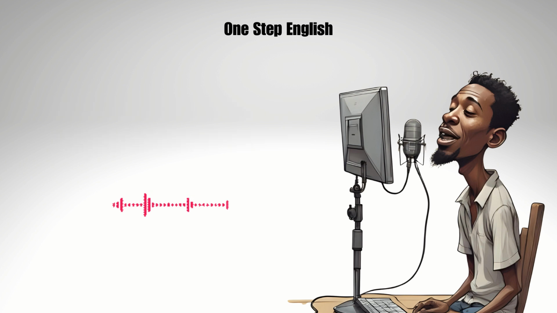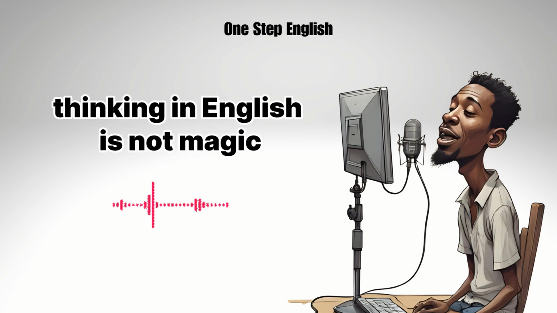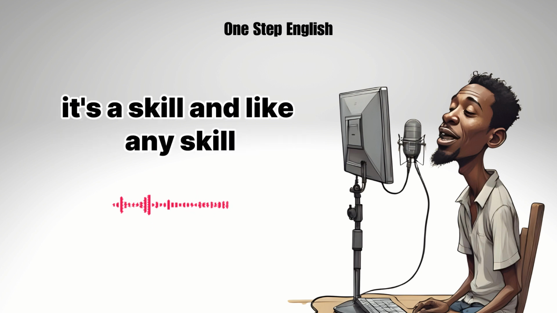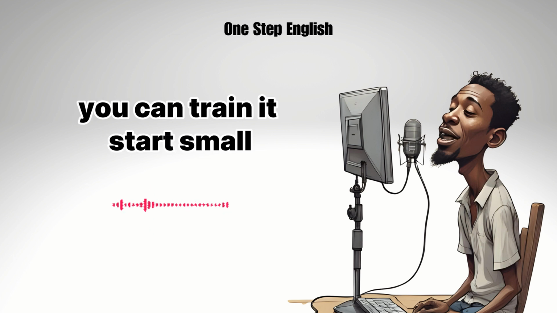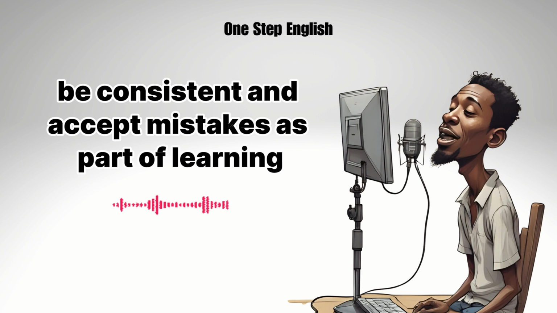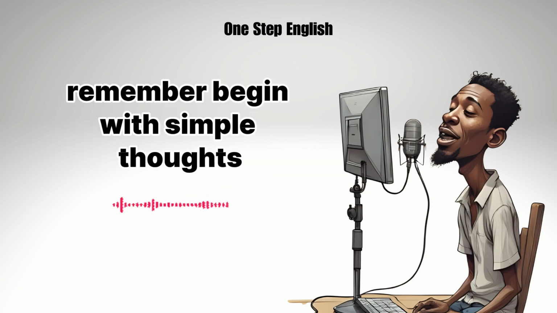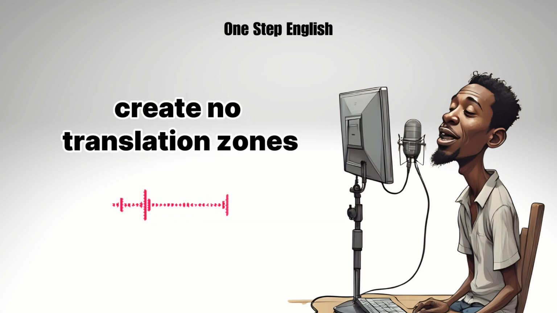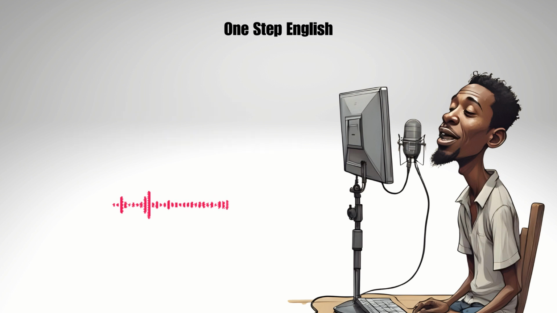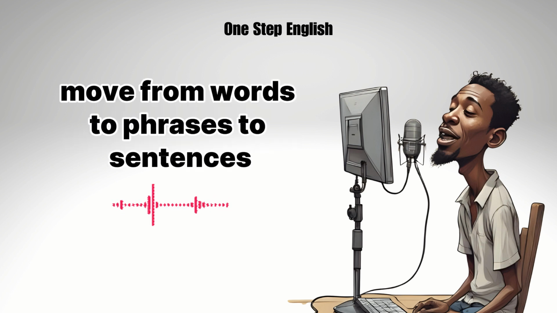Final words. Thinking in English is not magic. It's a skill. And like any skill, you can train it. Start small, be consistent, and accept mistakes as part of learning. Remember, begin with simple thoughts. Create no translation zones. Move from words to phrases to sentences.